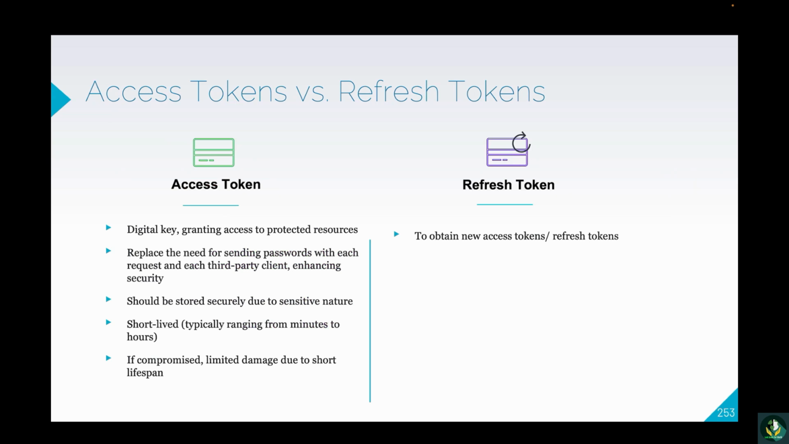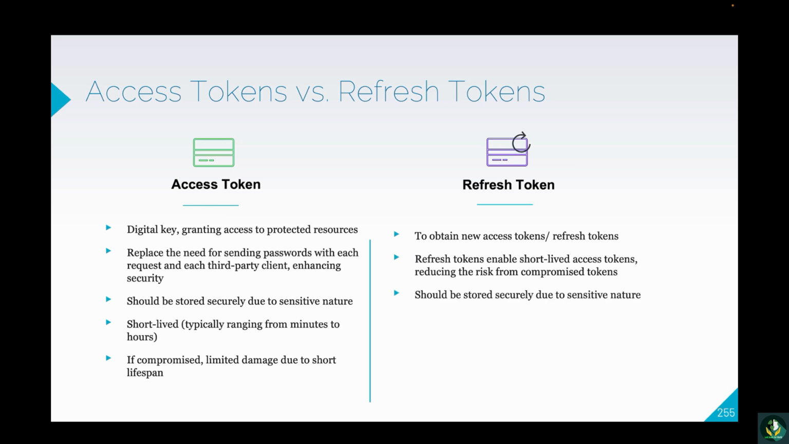So, the main purpose of a refresh token is to obtain a new access token when the current one expires. Think of it as a key that allows you to keep your session active without needing to re-authenticate every time. By using refresh tokens, OAuth 2 enables the use of short-lived access tokens. This approach significantly reduces the risk if an access token is compromised, because the attacker only has a limited time to use it before it expires. Like access tokens and other credentials, the refresh token must be stored securely due to its sensitive nature. It's crucial to ensure that unauthorized users and clients cannot access this token.